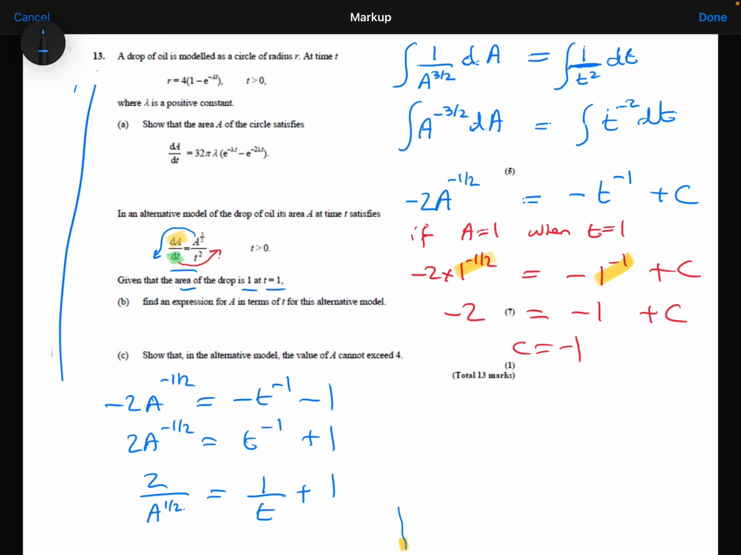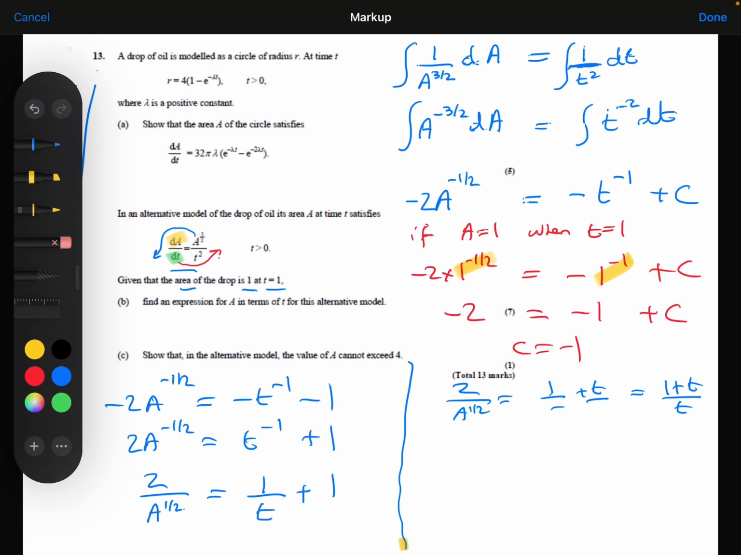Now, what I'm going to do is get a common denominator on the right-hand side, so I'm going to rewrite that. So it'd be 1 over t plus t over t, which is the same thing as 1 plus t over t. That's a good thing to do because, remember, I'm trying to make a the subject here. So now I can do the reciprocal of both sides. So I get a to the power of a half over 2 equals t over 1 plus t.